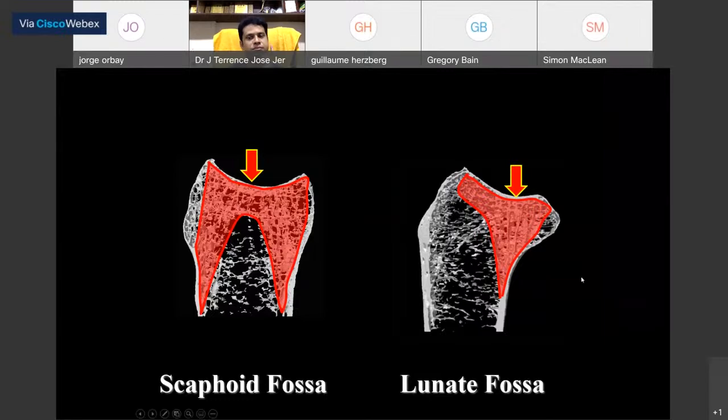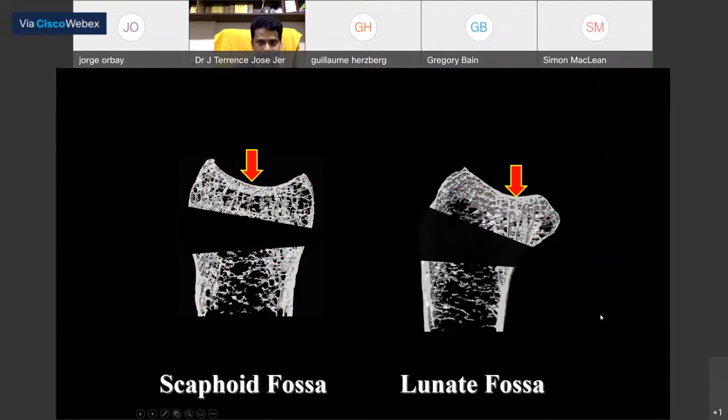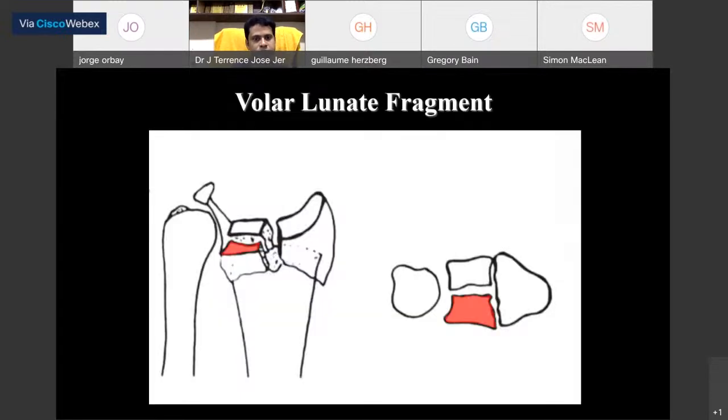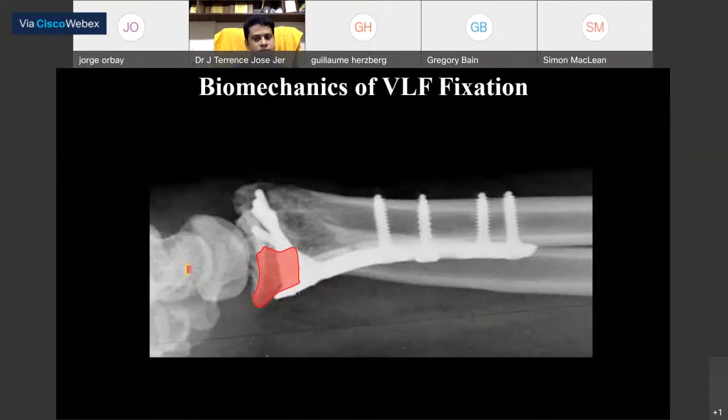This is just Wolff's law, and bone is deposited where it's necessary. The problem is if we have a fracture, and considering the patterns that commonly occur, the lunate fossa is at risk because the force is applied on the volar fragment that is offset from the support of the shaft. That's why the volar lunate fragment is considered the keystone of the wrist.